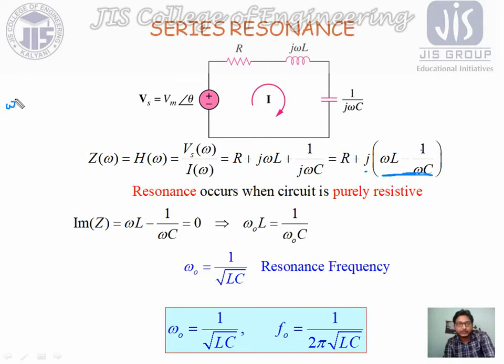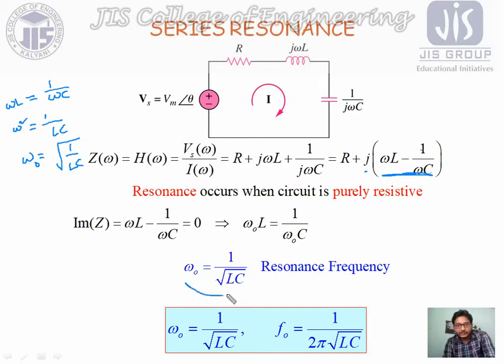So we can write omega into L is equal to 1 by omega C, and if we multiply it, that will be omega square into LC equal to 1, or omega square is equal to 1 by LC. Obviously, we can write omega is equal to root over 1 by LC. This is the frequency for which the resonance occurs. That's why this frequency is called the resonance frequency, sometimes denoted as omega R, or sometimes as omega 0.